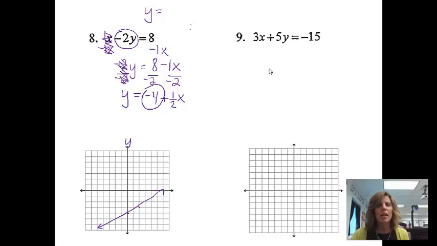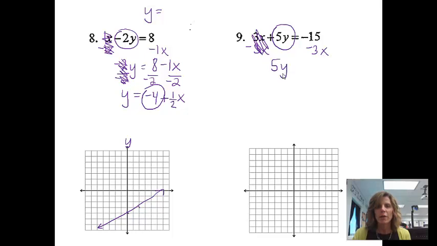All right, number 9, I would love for you to try on your own, so please pause the video at this point in time and then come back when you're done to see if you got it right. 3x plus 5y equals negative 15. Again, I want the y by itself, so I'm just going to circle that so I know that that's what I want. I don't want the 3x, so to get rid of the 3x, we're going to do minus 3x to both sides. So these are gone.